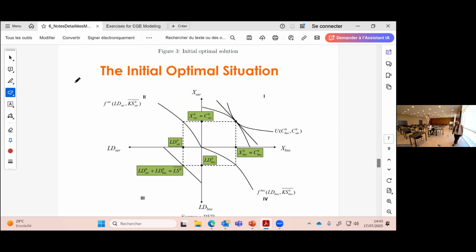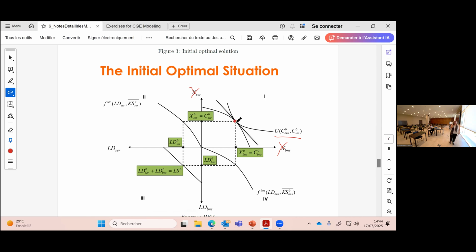And here is the same figure as previously, and we see that it's the same plan. It's Y and Y, as I mentioned previously. Then here we had the utility function, and we have the budget constraint, and at the equilibrium, the equilibrium will be this point.